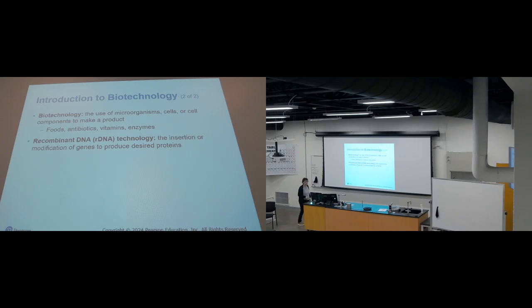So biotechnology, as a definition, is the use of microorganisms, cells, or cell components to make a product. And these products can be foods, antibiotics, vitamins, and enzymes, or modify these foods. Recombinant DNA technology is a branch of biotechnology. It is also known as rDNA. It is actually inserting or modifying genes to produce desired proteins. So that's the end product of this recombinant DNA technology, producing specific proteins.